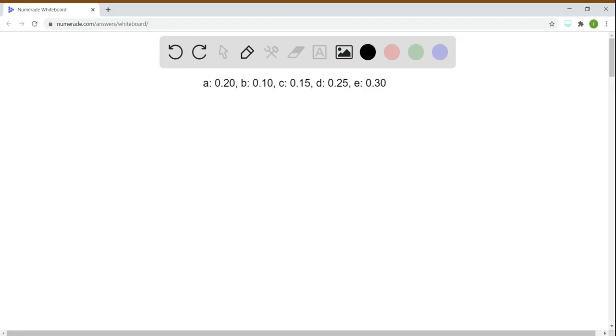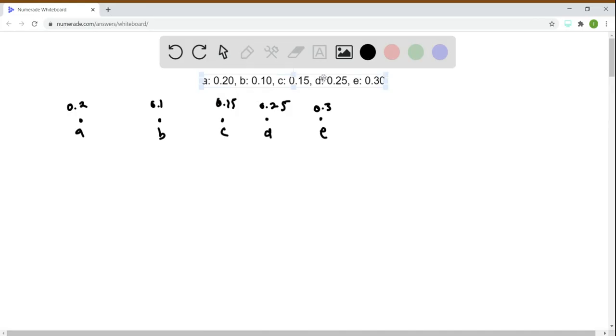So we would have A over here, and this is just going to be 0.2. Here we'll have B, it'll be 0.1. C, we're going to have 0.15. D, 0.25. And then E, 0.30. Or we can just put 0.3. All right, so now remember the thing we want to do, and I'll move this up here just so it's kind of out of the way.